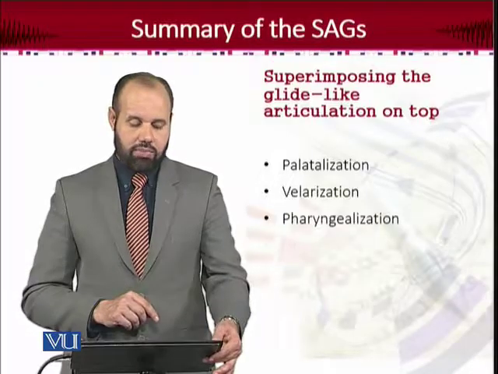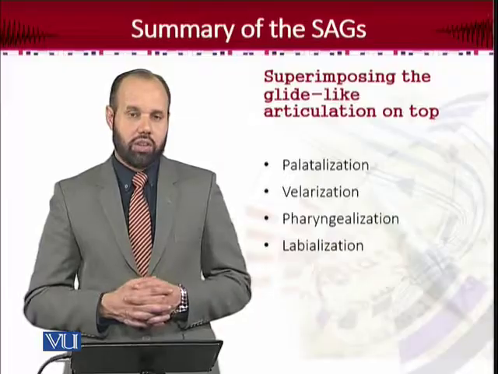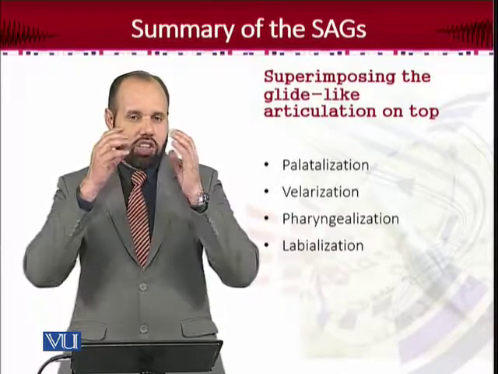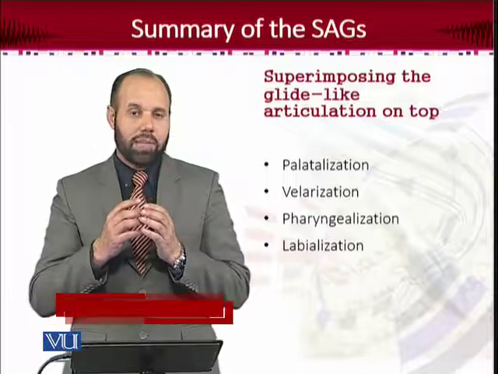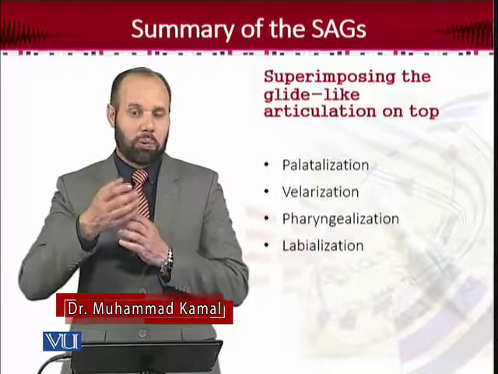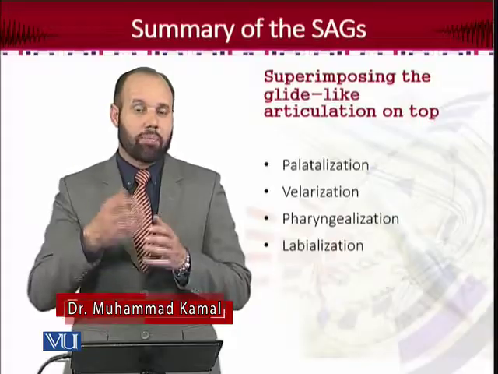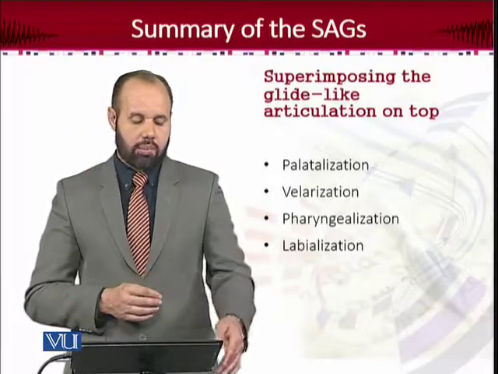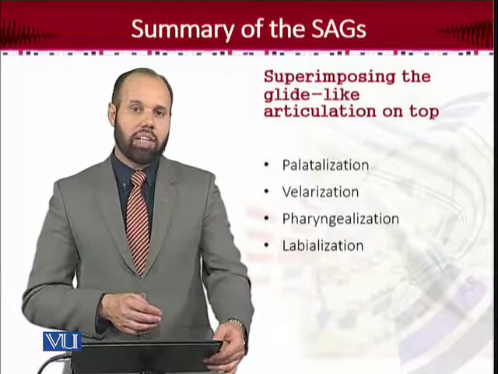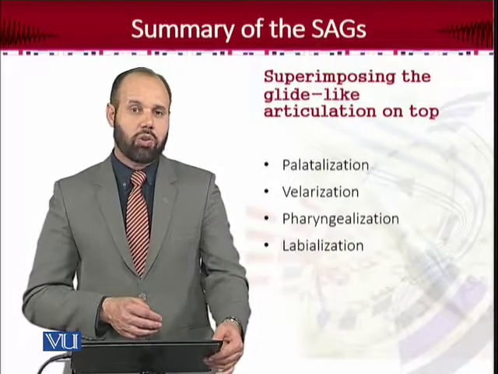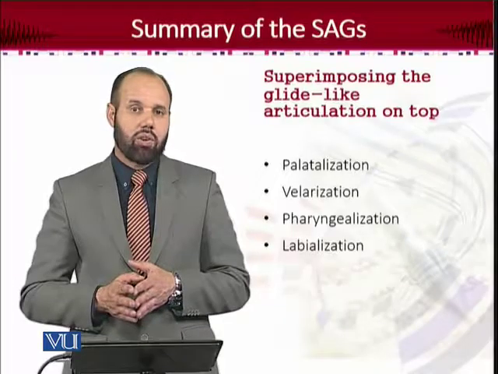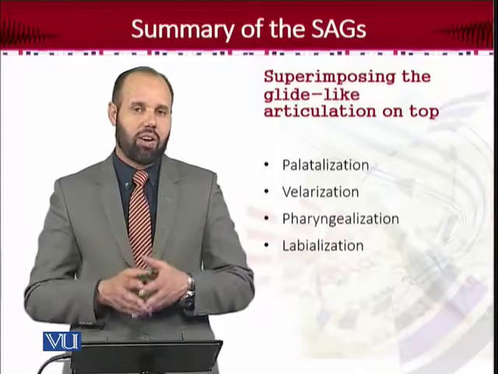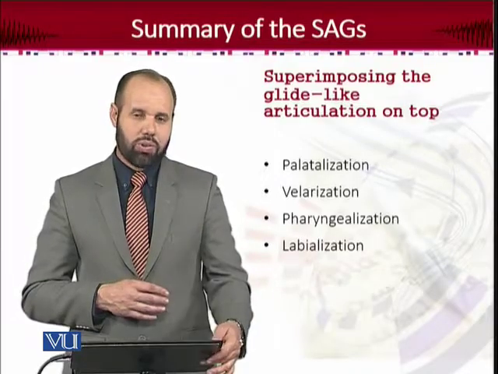And then the fourth one, which is labialization, when in some sounds, the lip rounding is superimposed. That's layered on top of the primary articulation. So these four are the important secondary articulatory gestures, and I'm giving you the summary of them so that you can understand them and analyze all these four types of secondary articulatory gestures in your analysis of sounds. So let's go to the table.